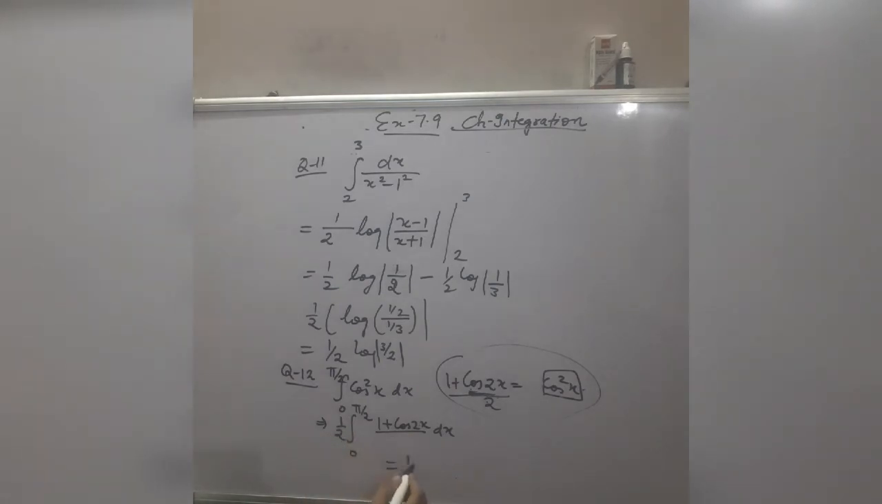Now we will integrate this. 1 by 2 remains as it is. Integration of 1 is x, and integration of cos 2x is sin 2x by 2, and then upper limit minus lower limit. Firstly, in place of x you will write pi by 2, then in place of x you will write 0. So upper limit minus lower limit. The last step you will do yourself. This is question number 12.